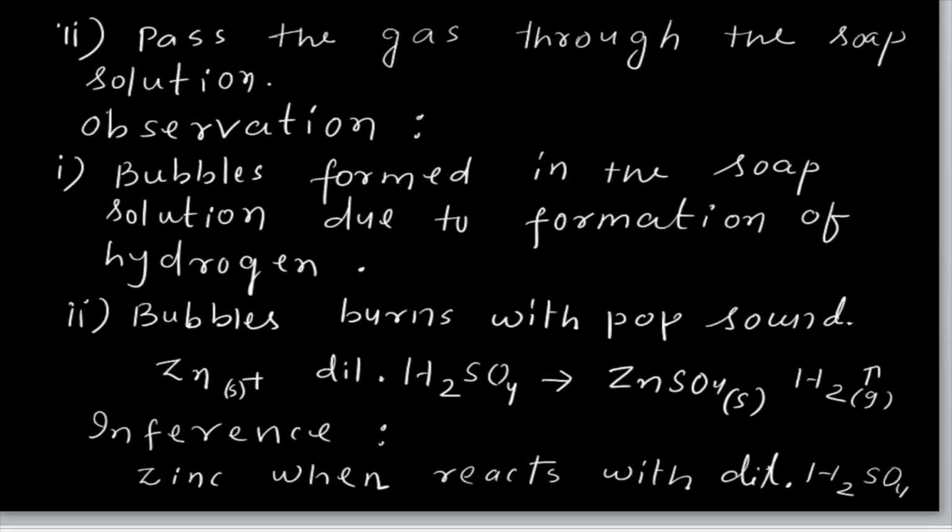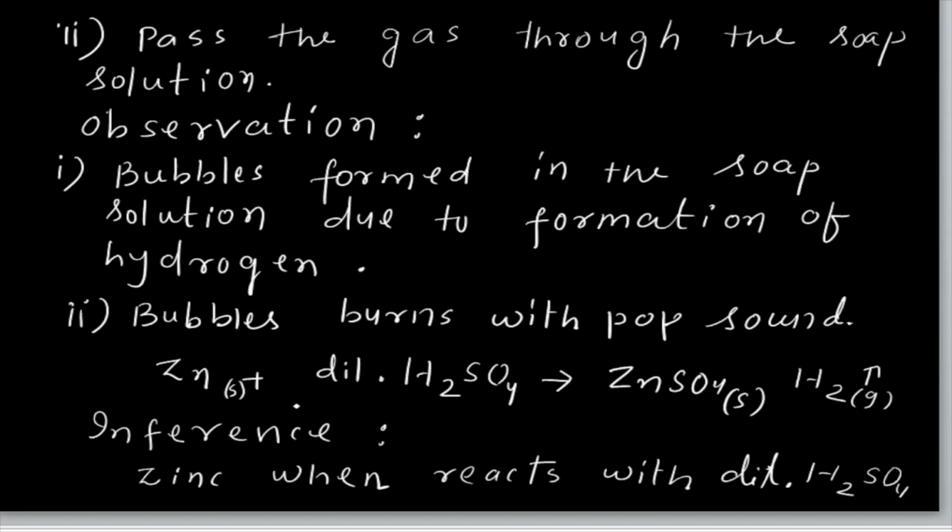The arrow mark pointing upward means that the gas goes up into the atmosphere like this. Bubbles form, that is due to the formation of hydrogen, and the bubbles also burn with a pop sound. I also just now told you hydrogen gas burns itself. That means if you burn this one, it gives a pop sound.